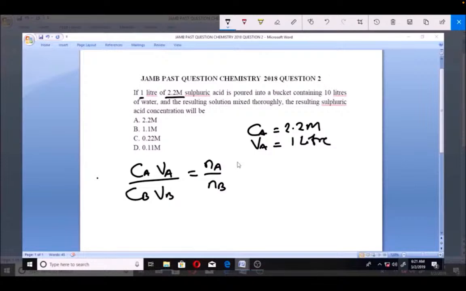Now, what is Cb? Which is the resulting concentration when it is thoroughly mixed, which we don't actually know. Now, what is Vb? Which is the volume of the water this time around, which we are given as 10 liters. Now, what is the number of moles involved? If you write the chemical equation, you will find out that Ma is 1 and Mb is also 1.